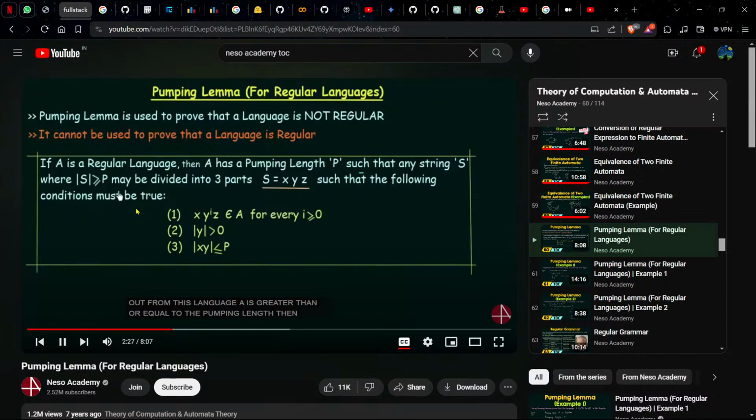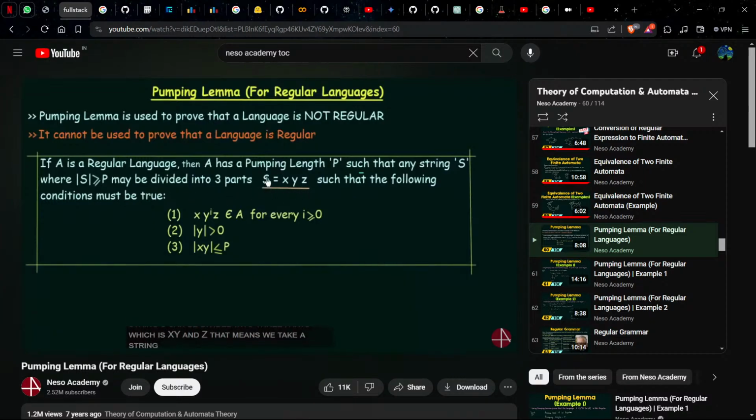greater than or equal to the pumping length, then this string S can be divided into three parts, which are X, Y, and Z. That means we take a string S which belongs to the language A, and we divide that string S into three parts, X, Y, and Z. You have to decide how to divide the string into three parts, and you have to divide it in such a way that the following conditions must be true. And what are the conditions? XY raised to I, Z belongs to A for every I greater than or equal to 0.